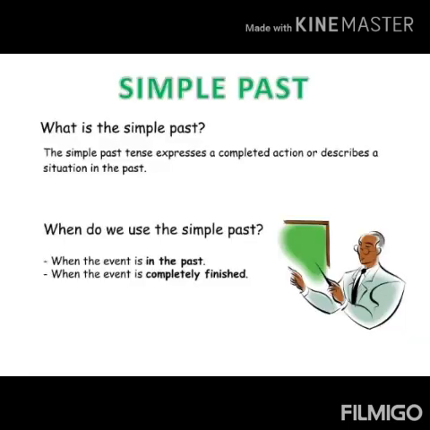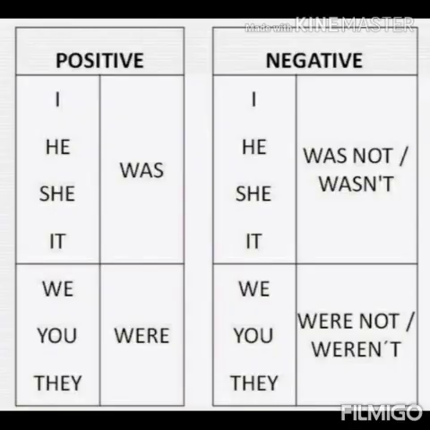So after finishing the exercise, now let's move to the grammar lesson. It's about simple past. So what is simple past? Simple past, it's a tense, express completed action or describe a situation in the past. So we use it when the event is past or the event is completely finished. Okay? Now let's conjugate the verb to be in past.